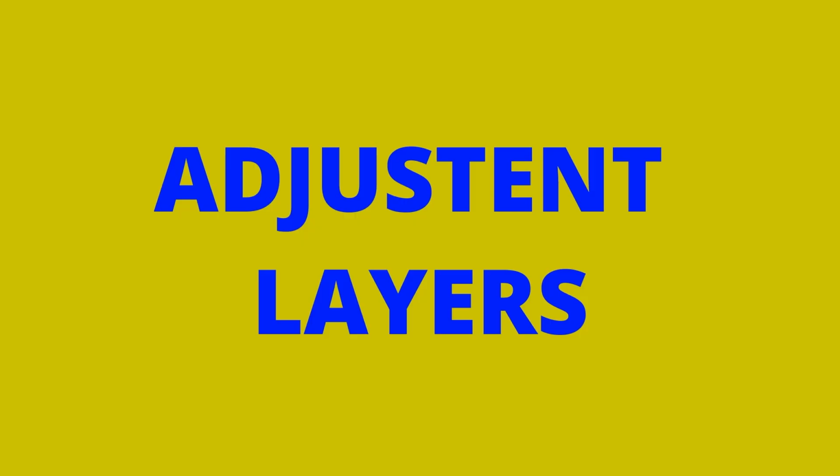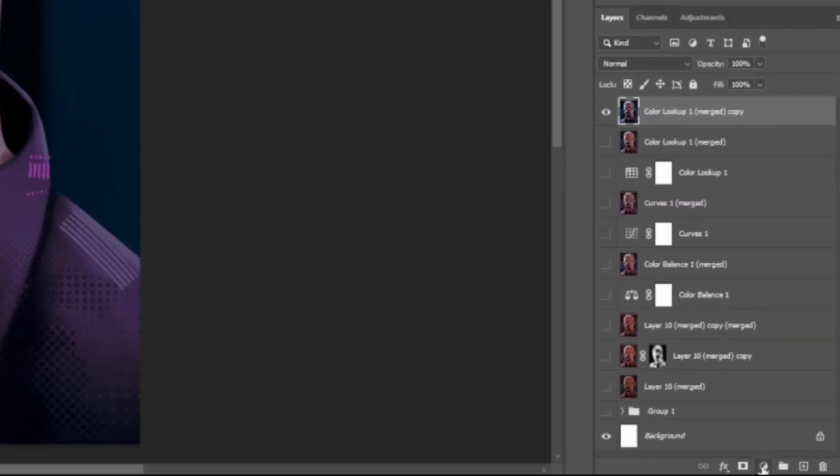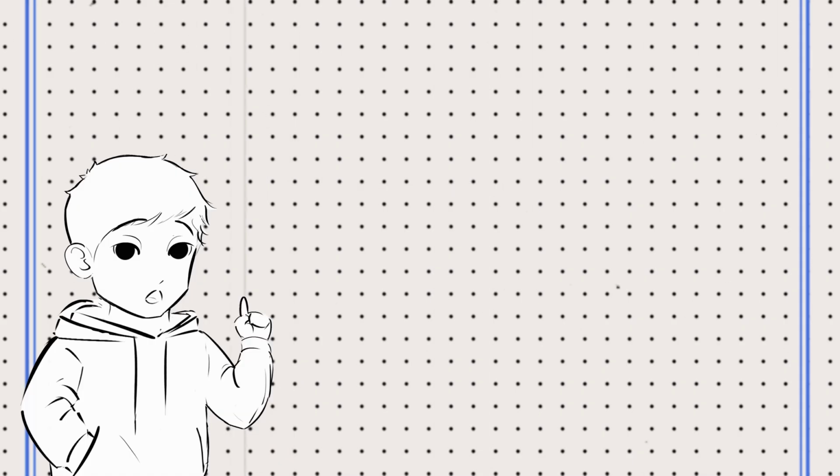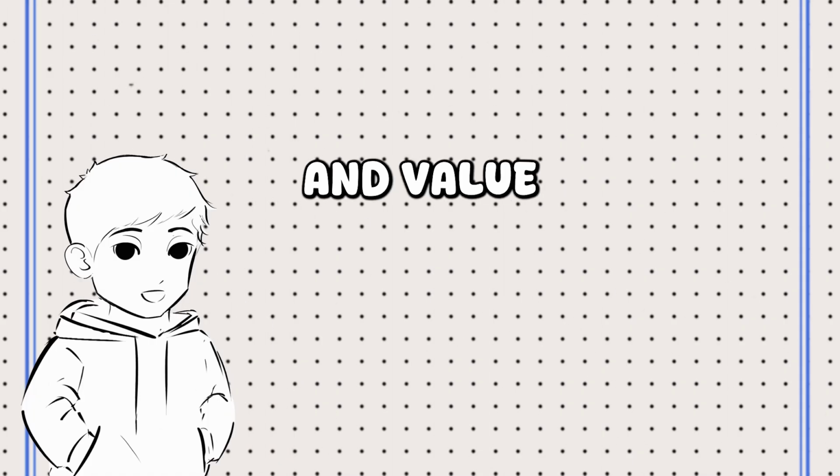Number 4. Adjustment layers. This right here is where you will find your adjustment layers. These are non-destructive tools that can be used to edit or enhance your paintings. They primarily affect color and value in your paintings.